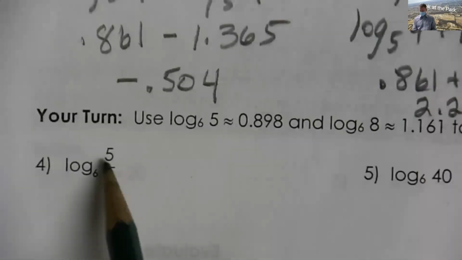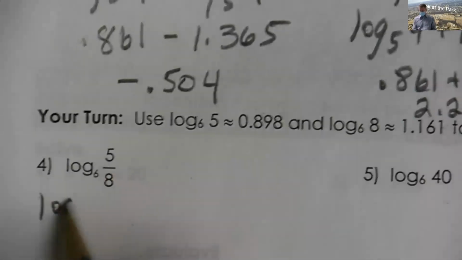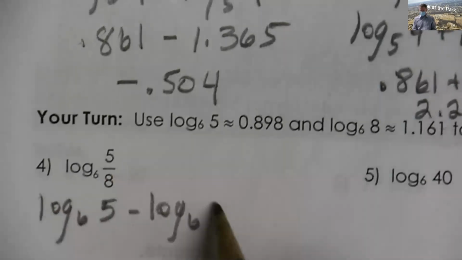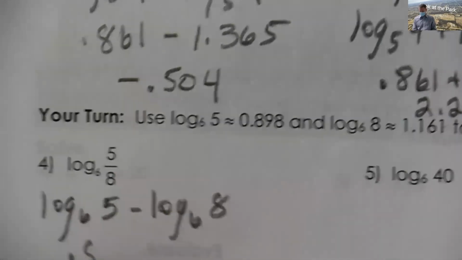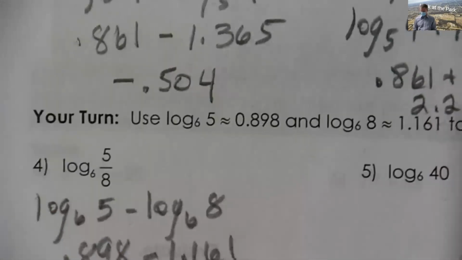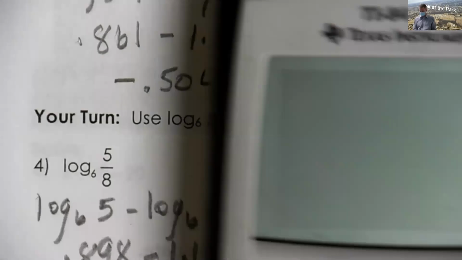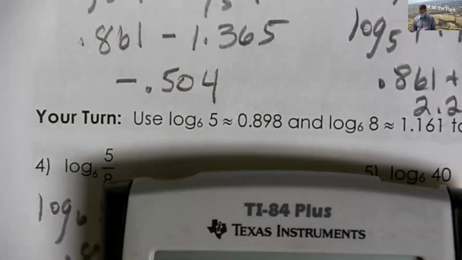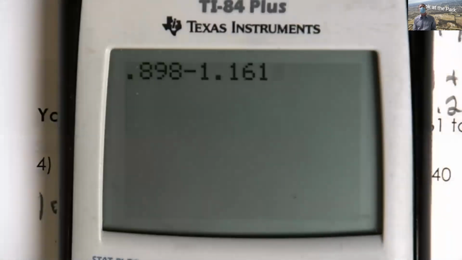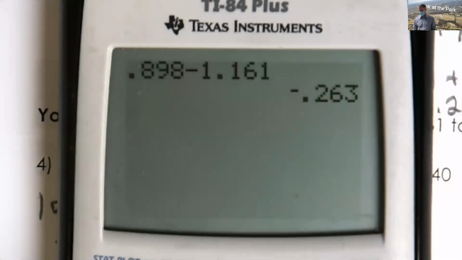All right, so here we have division. So you'd say log base 6 of 5 minus log base 6 of 8, 0.898 minus 1.161. We calculate that out. And we get negative 0.263.